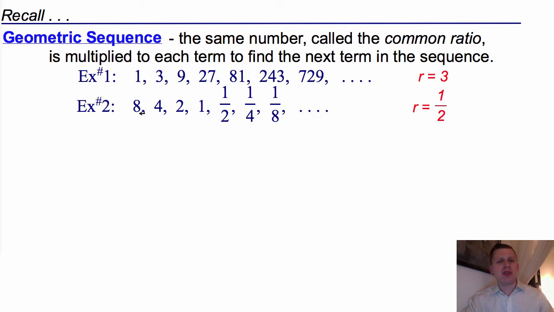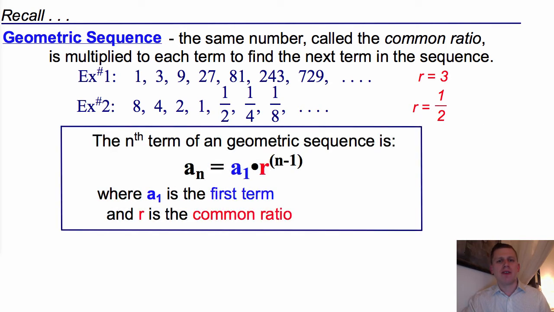In example 2, what we said was even though it looks like division, what actually happened was we were multiplying by a half. So we need to remember for a geometric sequence, the common ratio is always written in terms of multiplication. And of course we had this formula here to find the nth term of a geometric sequence. Here, a1 is the first term and the common ratio is r.